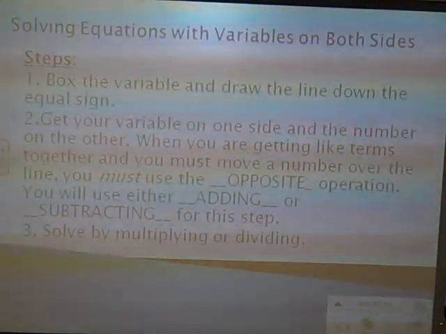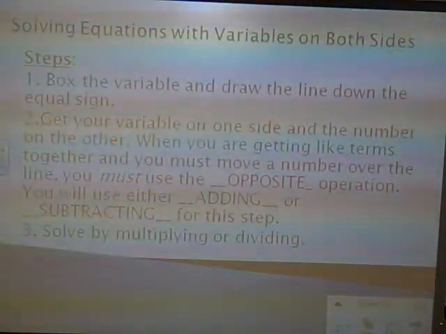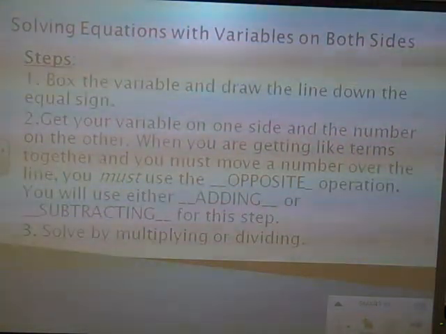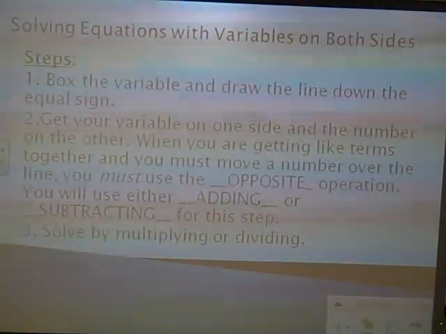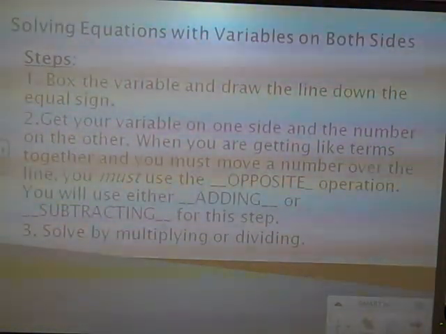So today we're going to be working on solving equations with variables on both sides. So our notes are right here for you. Step 1 is we're going to box the variables and draw the line down the equal sign just as we've done before. Step 2, we're going to get your variable on one side and the number on the other side.